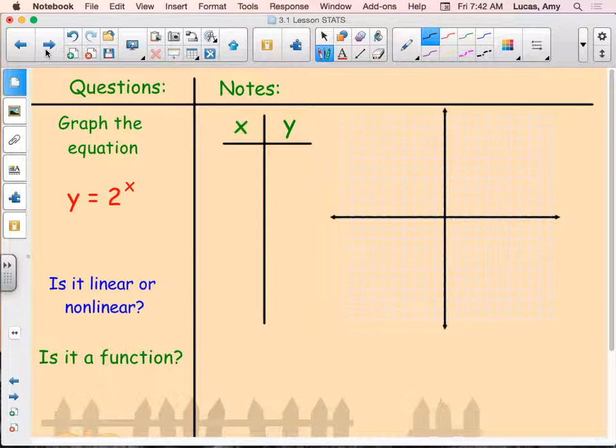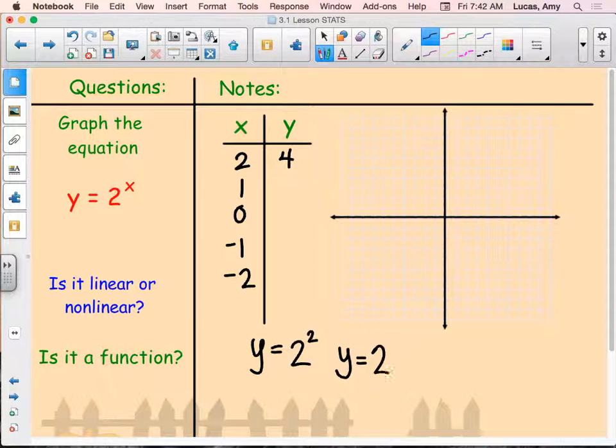The next one, I will go with my usual 5. Y equals 2 to the power of 2. 2 to the power of 2 is 4. Y equals 2 to the power of 1. 2 to the first power is 2. Y equals 2 to the 0 power. We haven't worked with 0 and negative exponents yet. That will come later in the course. If you use a calculator, the calculator will tell you that 2 to the 0 power equals 1. It's kind of like an identity.